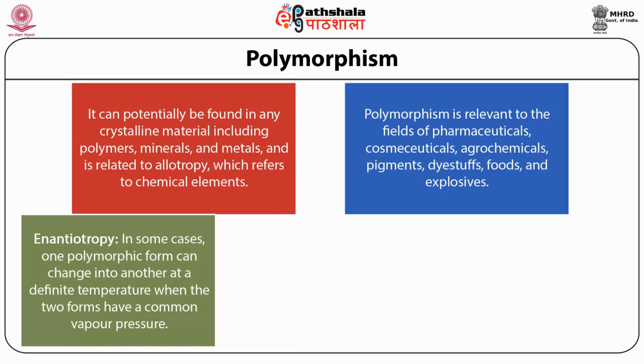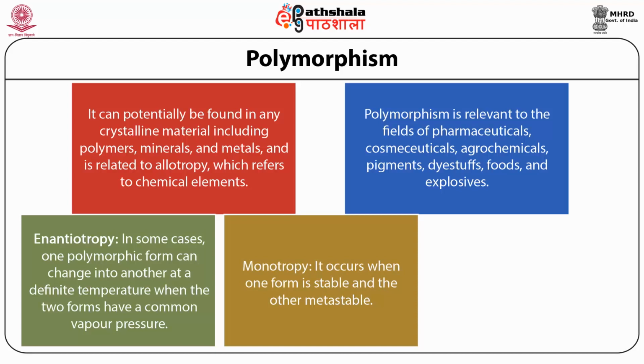When the change of one form to the other at the transition temperature is reversible, the phenomenon is called enantiotropy, and the polymorphic forms are enantiotropes. For example, rhombic sulfur, that is alpha sulfur, on heating changes to monoclinic sulfur, that is beta sulfur, at 95.6 degrees Celsius, which is the transition temperature. Also, monoclinic sulfur on cooling again changes to rhombic sulfur at 95.6 degrees Celsius.